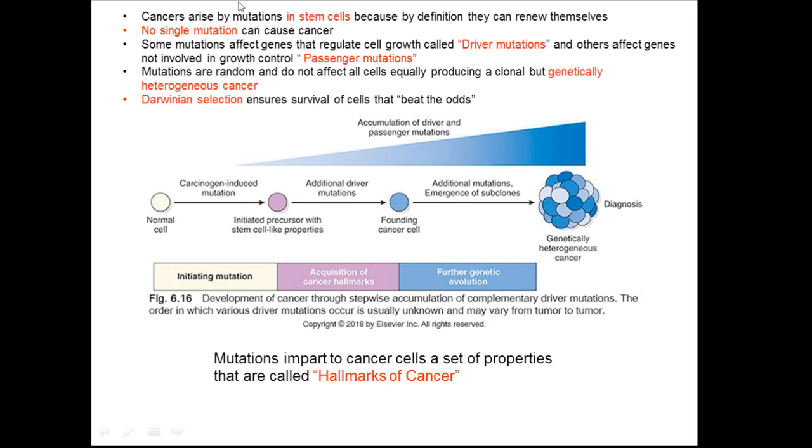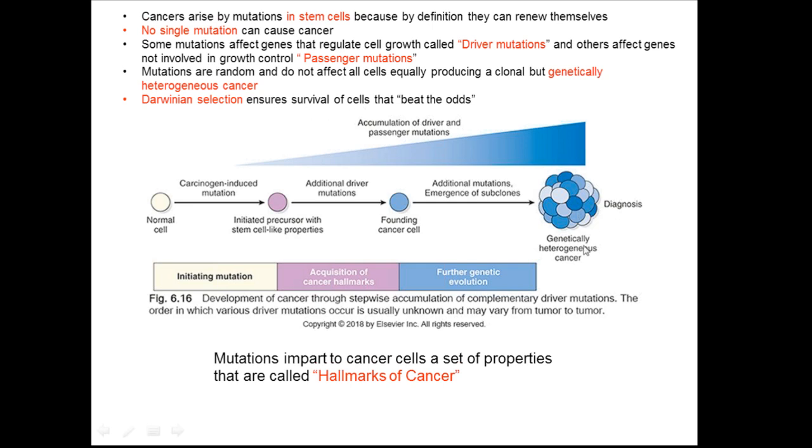Okay, so just quickly to go over it again, cancer arises when mutations occur in stem cells, because by definition they can renew themselves. No single mutation can cause cancer, as I showed you here. Some mutations affect genes that regulate cell growth, and these are called driver mutations. Others affect genes that are not involved in growth control and are called passenger mutations. They're just for the ride. Mutations are random, and they do not affect all cells equally, producing a clonal but genetically heterogeneous cancer. Darwinian selection ensures survival of the cells that beat the odds.